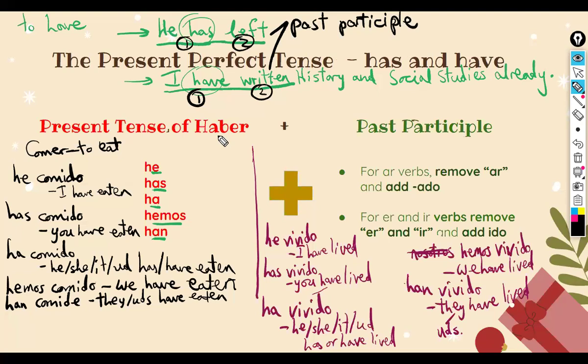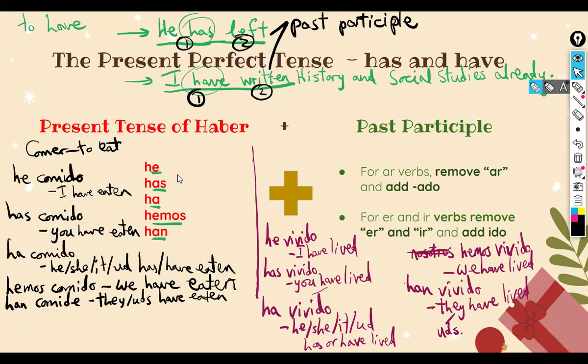So you have to conjugate haber, and then we also have to find the past participle of the verb, whatever the action is that we're trying to convey. And how do we get that? We take the infinitive, which ends in AR, ER, or IR. We take off the AR, and for AR verbs we add ADO, so we get hablado, like the first example. For ER verbs, we take off the ER and add IDO, so we got comido. For vivir, we take off the IR and add the same IDO, so we got vivido, right?